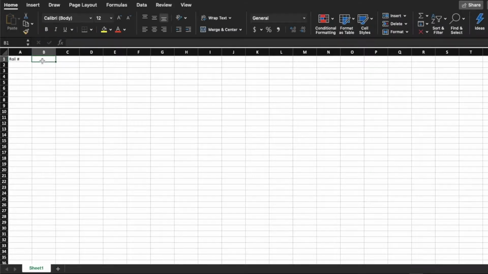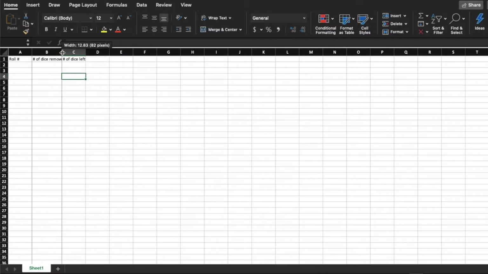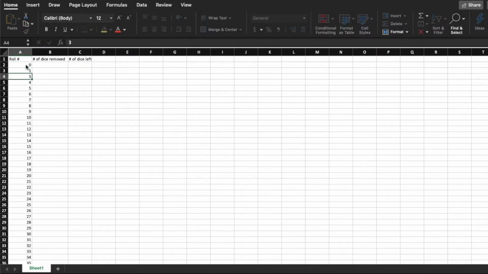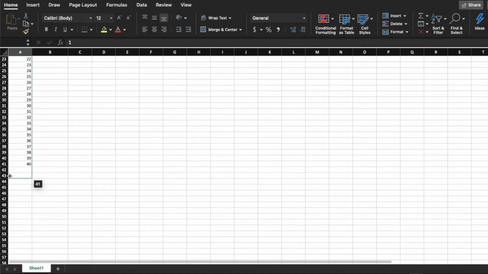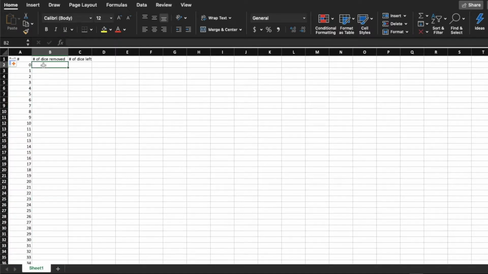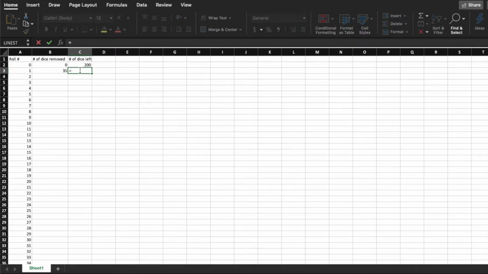The columns of our spreadsheet are going to be the number of rolls, the number of dice removed, and the number of dice remaining. Our first data point is going to be roll 0, 0 dice removed, and 200 dice remaining, because that's how many we started with. We are going to use a fairly basic formula to get the number of dice remaining as we type in the number of dice removed. This will make it easier for us to make a realistic radioactive decay curve.